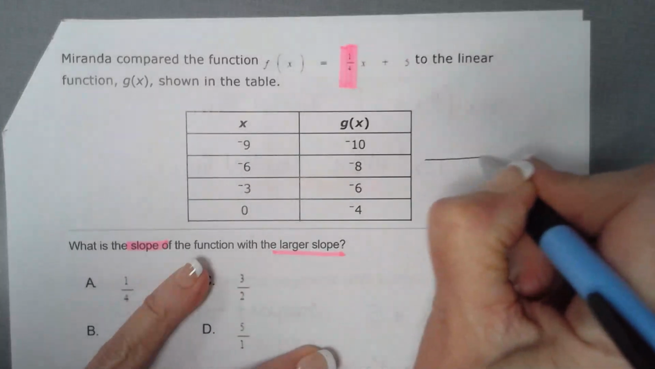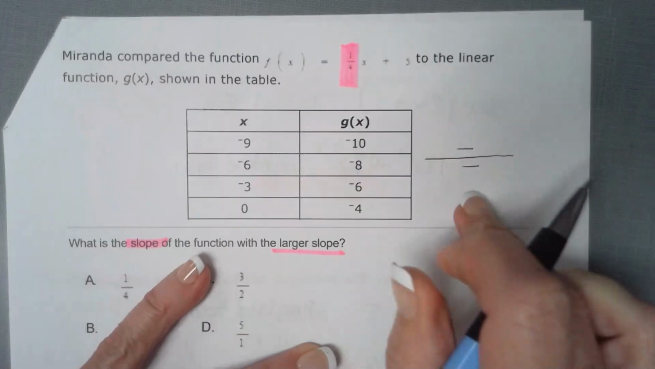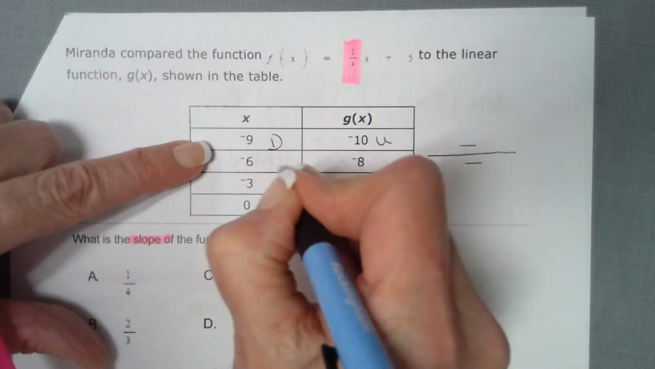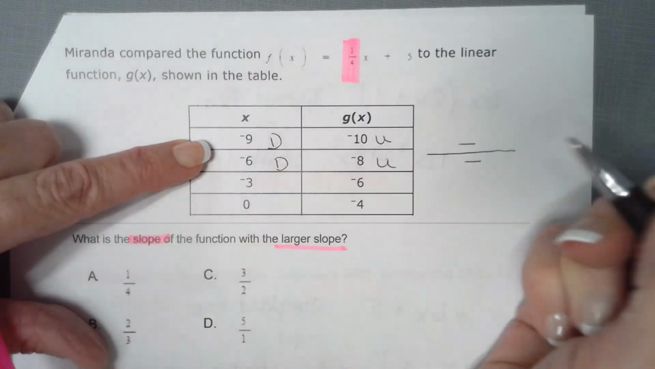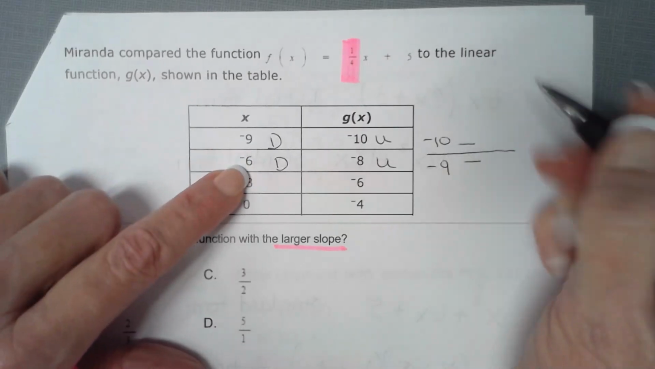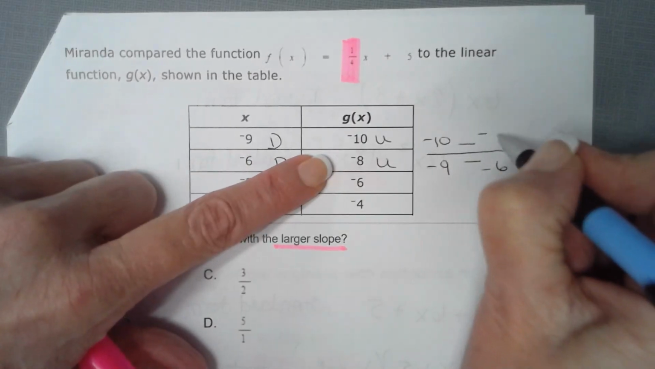Yep, big bad BBBS structure. So I'm going to set up the BBBS. I'm just going to pick the first two, but we know with something linear, it doesn't matter which two you pick. So, -9, -10, down, up.